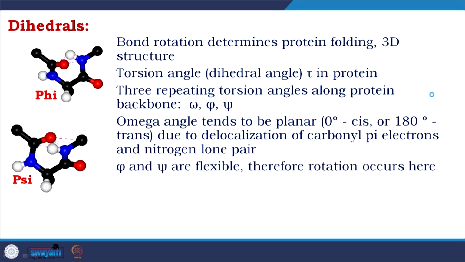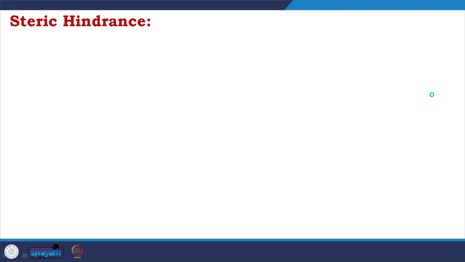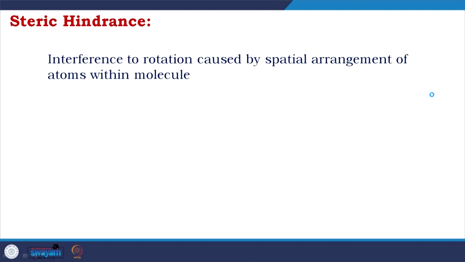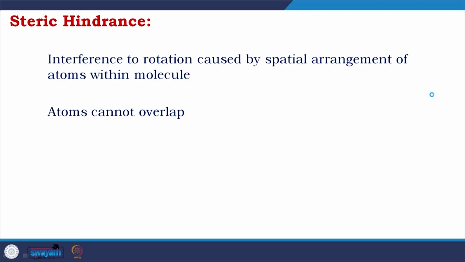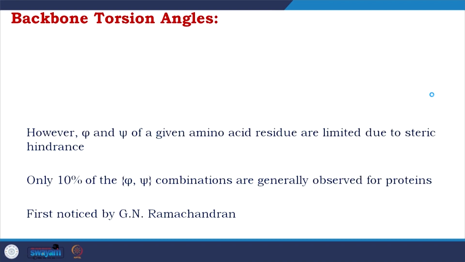Phi and psi are flexible, therefore rotation occurs here. However, phi and psi of a given amino acid residue are limited due to steric hindrance. So, steric hindrance takes a very critical role: interference to rotation caused by spatial arrangement of atoms within a molecule. When they are rotating, if they come and clash, that is steric clash, and that makes the rotation disallowed. Atoms cannot overlap. Atom size depends on the van der Waals radii. The electron clouds repel each other.